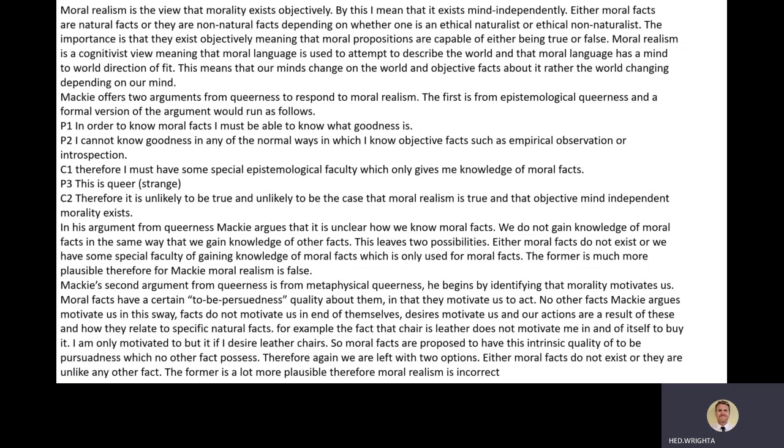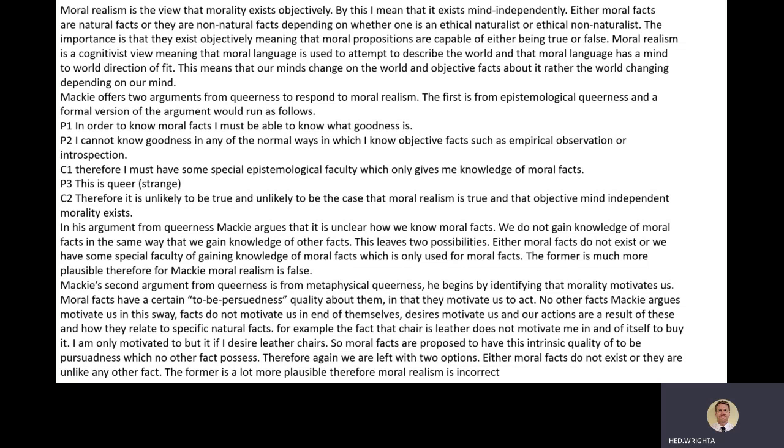The first is from epistemological queerness, and a formal version of the argument would run as follows. P1, in order to know moral facts, I must be able to know what goodness is. P2, I cannot know goodness in any of the normal ways in which I know objective facts, such as empirical observation or introspection. Conclusion, therefore, I must have some special epistemological faculty which only gives me knowledge of moral facts. Premise 3, this is queer, strange. Conclusion, therefore, it is unlikely to be the case that moral realism is true and that objective mind-independent morality exists.